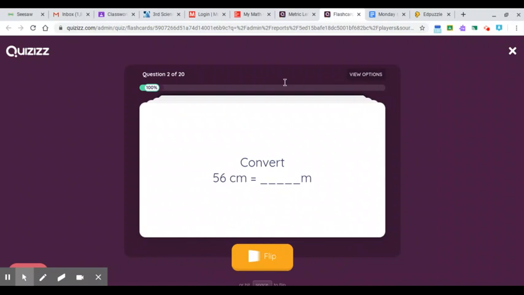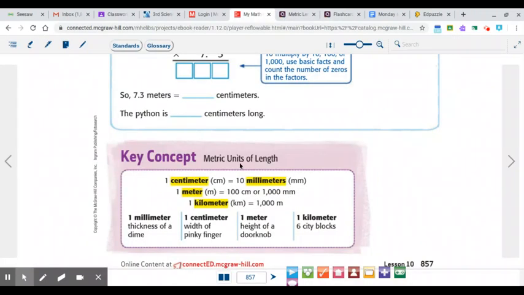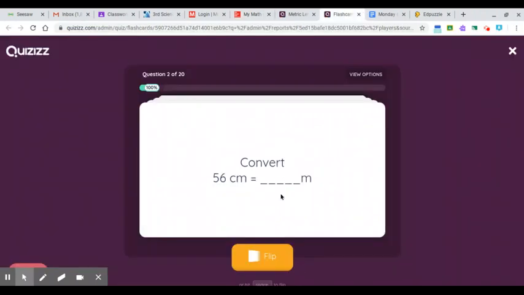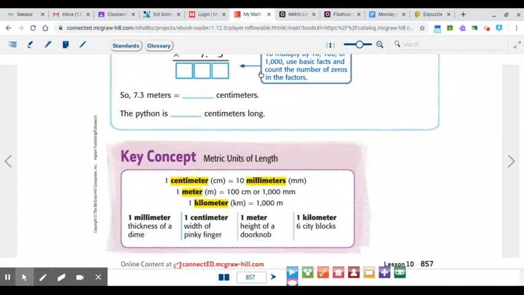56 centimeters goes into how many meters? Well, let's see. 56 centimeters would be here. How many meters? Well, that one's a lot trickier, isn't it? I don't know, I must be very tired. I can't remember anything. 56 centimeters equals how many meters? Okay, so if I'm putting 56 here, that's less than this. So that means we're going to have to move over a decimal point here.